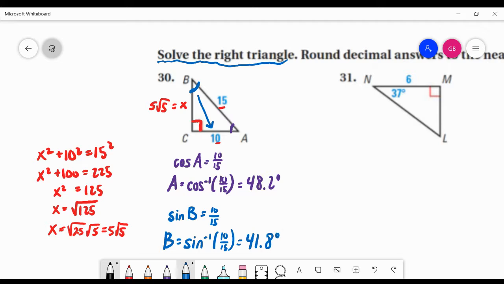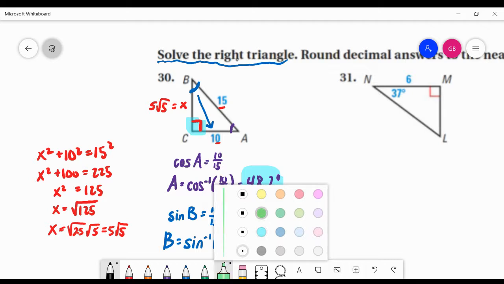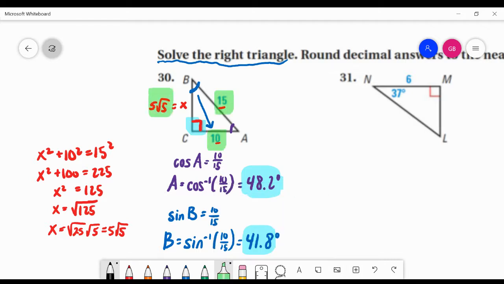Notice that these two numbers add up to 90 degrees. They have to add up to 90 degrees because there are 180 degrees in the triangle, and 90 plus the 90 degree angle is 180. That's another way you could check your work. And I solved it. So 90, 48.2, 41.8 are the three angles, and 10, 15, 5 square root 5 are the three sides. That's how you solve the triangle. You find all 6 items.